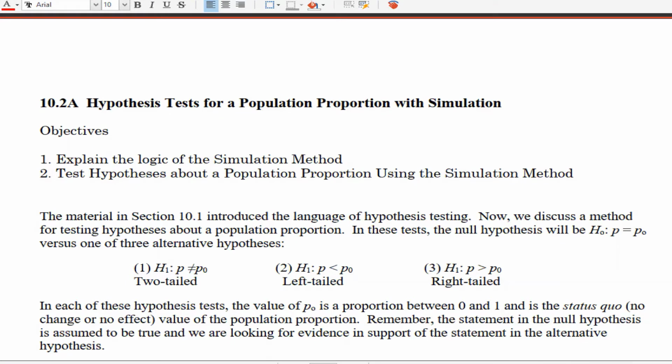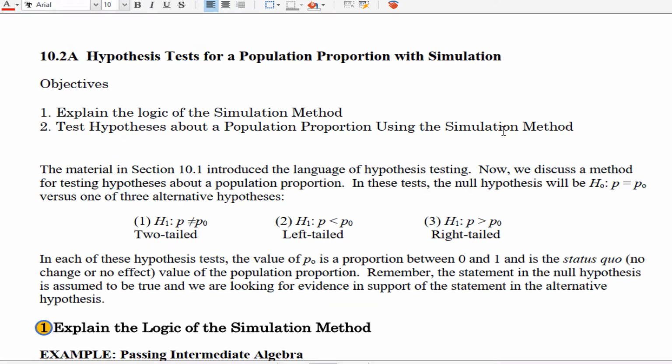In section 10.2a, we're going to be doing hypothesis tests for a population proportion using a method that's called simulation. And then in the following section, 10.2b, we will look at hypothesis tests for a population proportion using a model, the normal model. The expectation is that by going through the method of simulation, we'll have a better understanding of what the normal model is doing for us, which is the more traditional approach using the normal model.